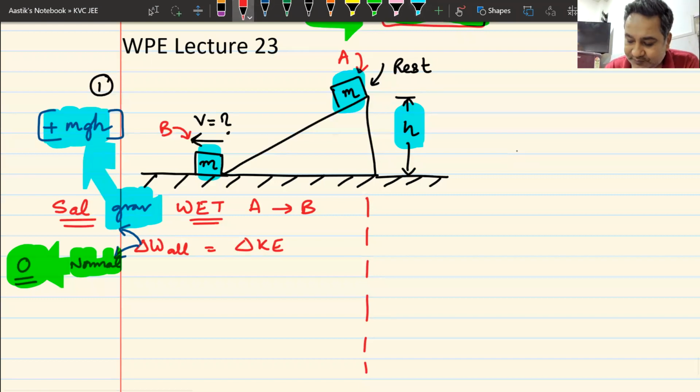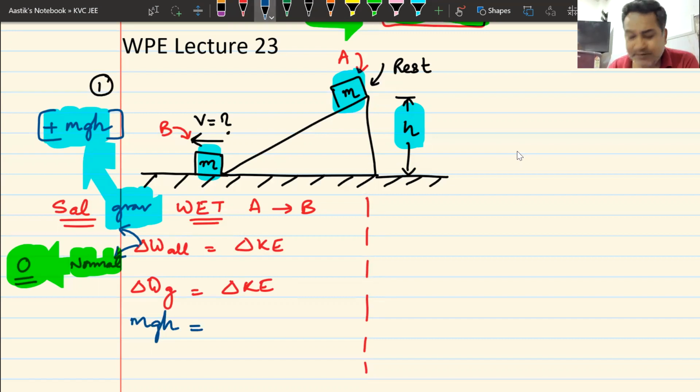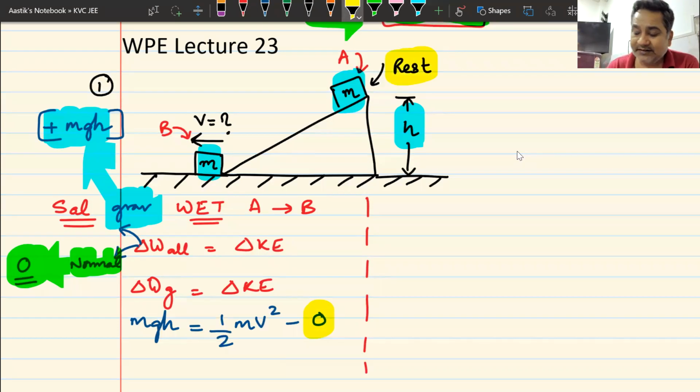We just substitute this. Work done by gravity would be equal to change in kinetic energy. Work done by gravity is plus mgh. Let me use a blue pen. Work done by gravity, which is mgh, shall be equal to change in kinetic energy. Final kinetic energy is half mv squared. Initial kinetic energy, it is at rest, therefore it is 0. From here I can easily calculate the value of v, and v will be equal to root of 2gh.